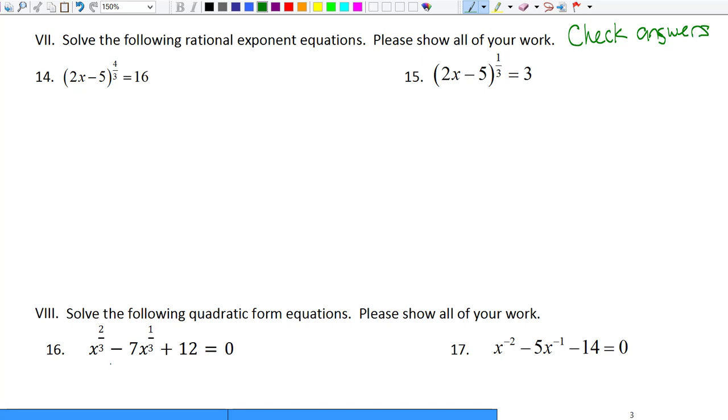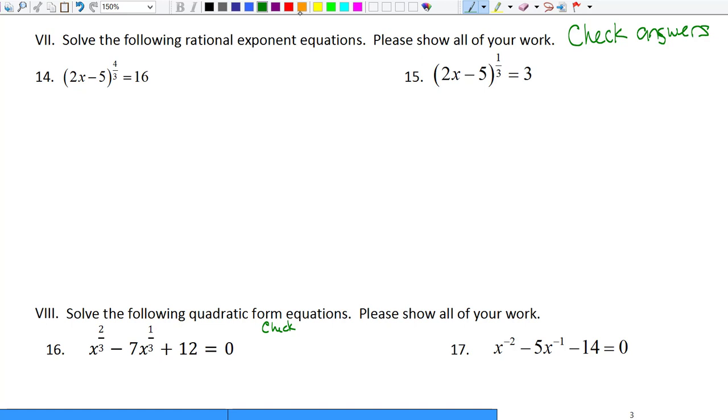If you look a little bit further ahead, notice number 16 also has fractions in the exponent, so you have to check this one as well. Whereas number 17 doesn't have fractions in the exponent, so you don't have to check number 17. But anything that has a fraction in the exponent, you have to check it.